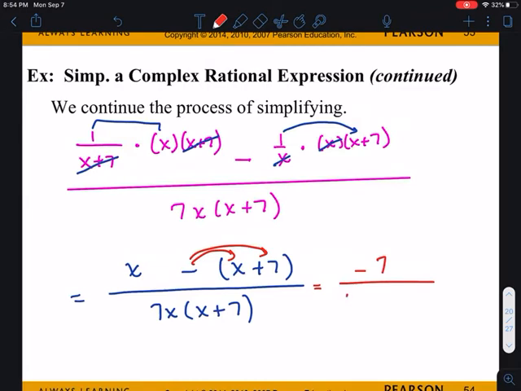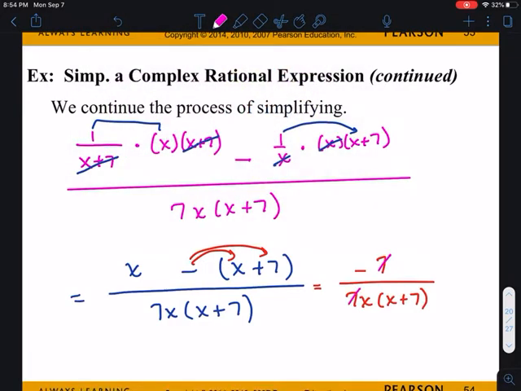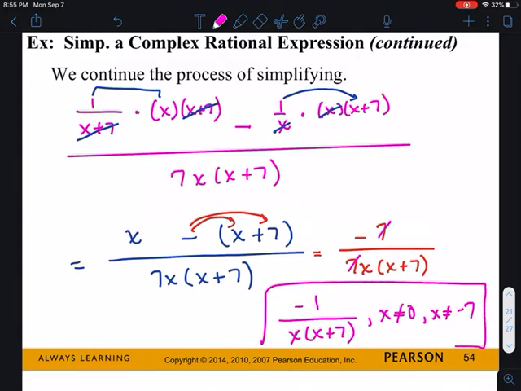And on the bottom, we have a 7x and an x plus 7. Anything else simplify? Well, yeah, we have a 7 and a 7. So that's going to leave us with just a negative 1 on the top. And we're left with an x and an x plus 7 on the bottom. And we need to make sure we state any exclusions. x cannot equal 0, and x cannot equal, that would have to be a negative 7 to make that factor a 0. And that's our final answer for that ugly, ugly problem.